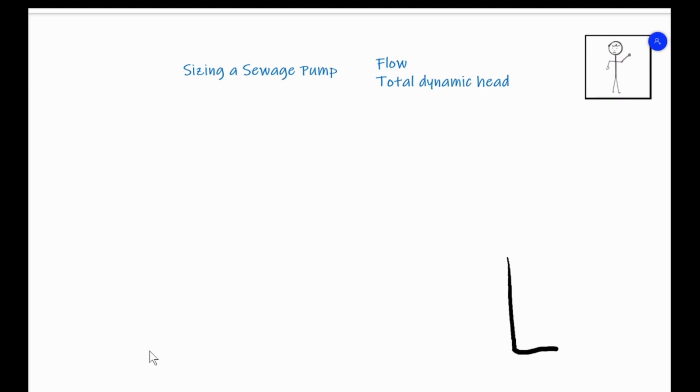This is going to be my sewage pump basin. Which pump I'm going to put in here, I don't know. I gotta size it. Now it's draining from my single family house.